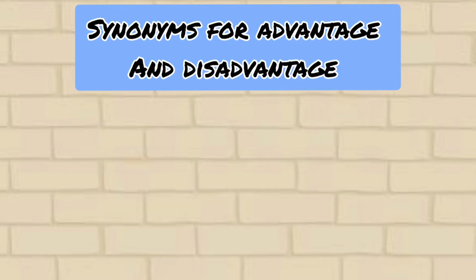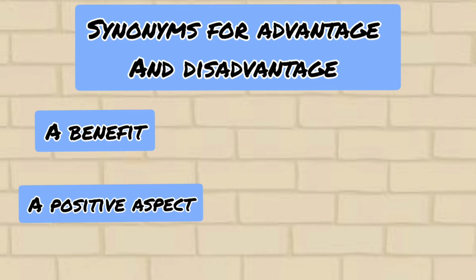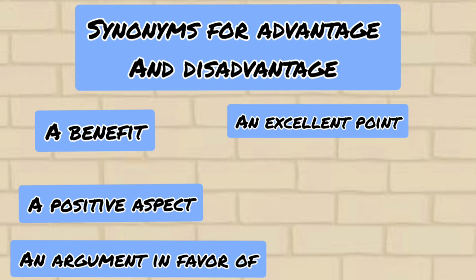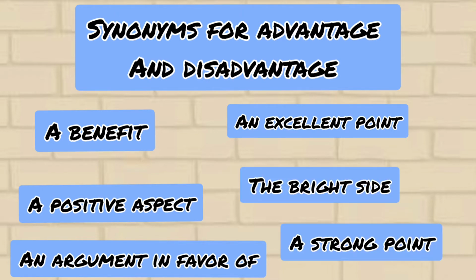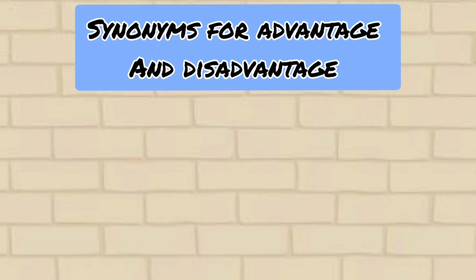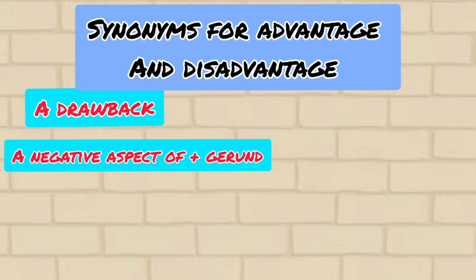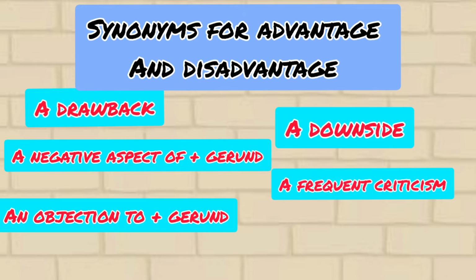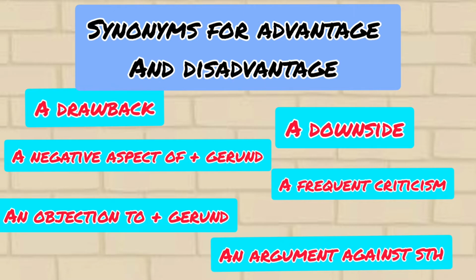For example, for advantage, you can use a benefit, a positive aspect, an argument in favor of, an excellent point, the bright side, strong point. When you write about disadvantages, you can use a drawback, a negative aspect of plus gerund, an objection to plus ing, a downside, a frequent criticism, or an argument against something. Okay, these are the words that you are going to use so as not to repeat advantage and disadvantage in your essay.